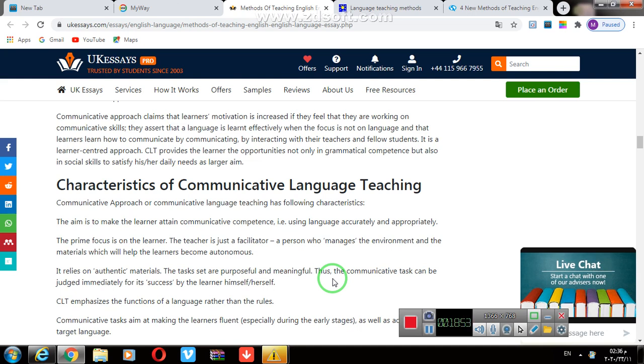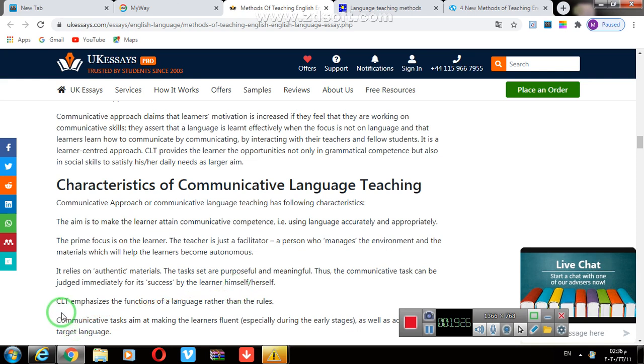So I pretend to have my subject family, or talk about nature, or about school, whatever, a subject that they know about. Thus, the communicative task can be judged immediately for its success by the learner himself or herself, as he is going to share and communicate with the target language. He is good to himself or herself. So it's immediately judged by its success.